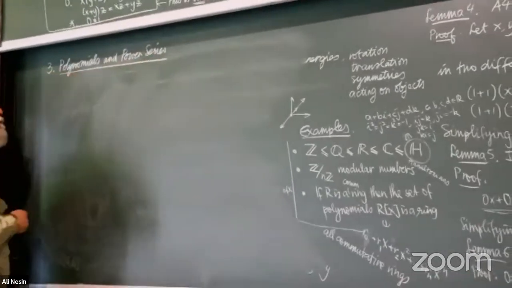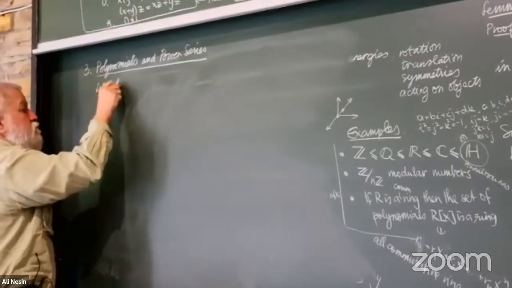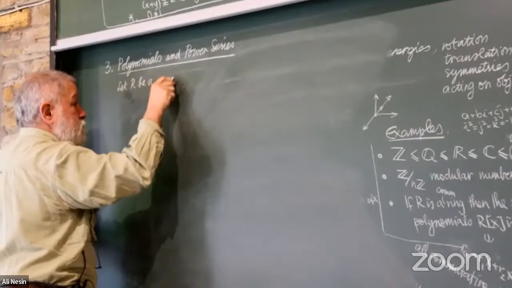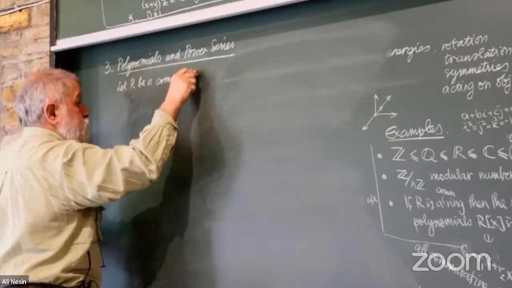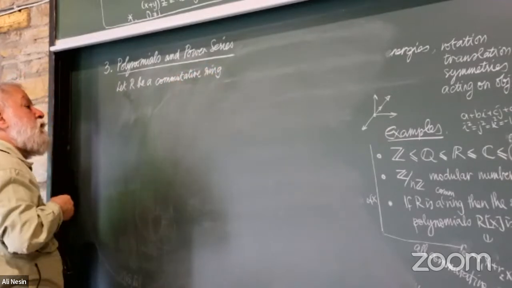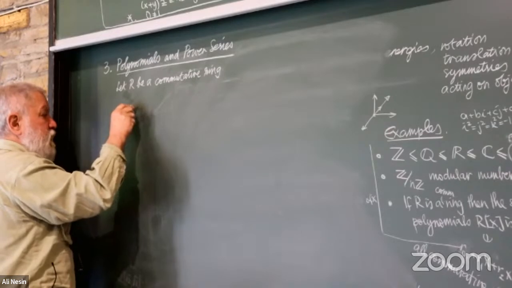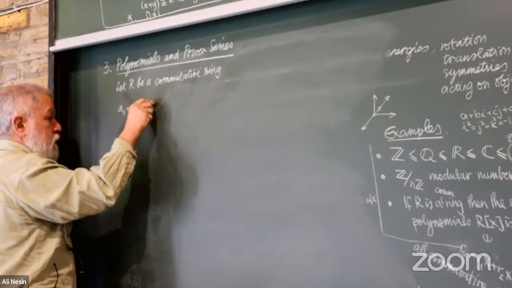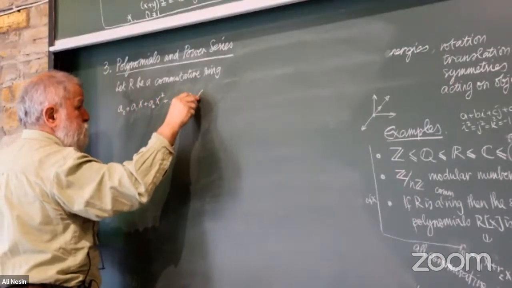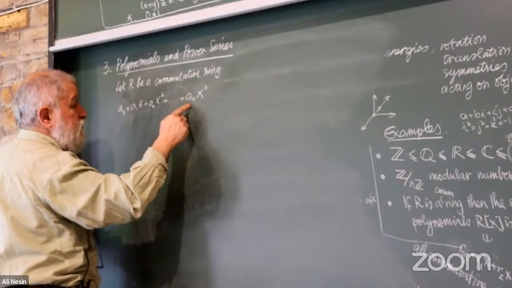Let us start with polynomials. So a polynomial is something of the form. First of all, let R be a commutative ring. When you speak about polynomials, R must be a commutative ring. And a polynomial is something of the form a0 plus a1 x plus a2 x squared plus up to some place, an x to the n. If the last coefficient is non-zero, n is called the degree of the polynomial.